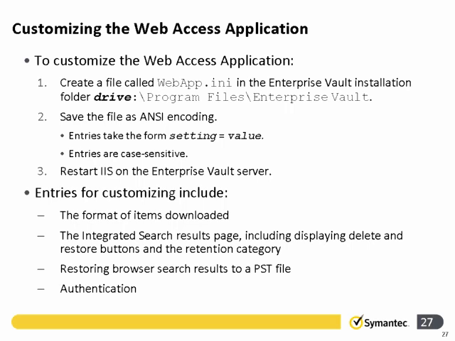If you do modify the webapp.ini file, you will be required to restart the Internet Information Services on the Enterprise Vault server. There are entries inside the webapp.ini file to modify the format of the items that are being downloaded, the integrated search results page, including displaying delete, restore, and retention category, being able to restore the browser search results to a PST file, as well as the type of authentication that you're going to support when you're accessing the web browser environment, or the web browser search.